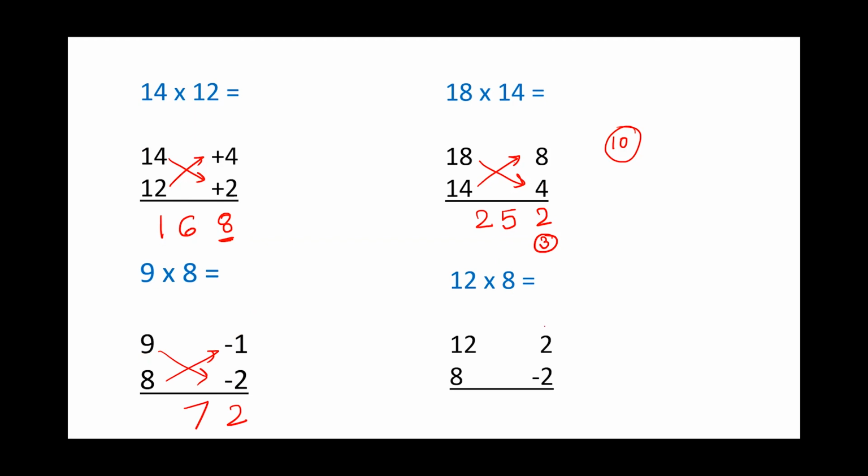12 into 8, you know it's 96. But let's try this method. 2 into 2, which is minus 4. Either you do 12 minus 2 or 8 plus 10. 8 plus 2, which is 10. Remember, you need to subtract. So you get 96.